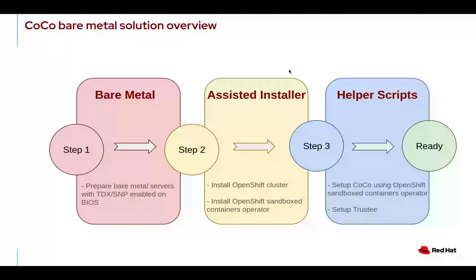This is a solution overview. We mainly have three parts: bare metal, assisted installer, and helper scripts. First, we need to prepare a bare metal server with TDX or SNP enabled. Then we can install the OpenShift cluster with the OpenShift sandboxed containers operator enabled with the assisted installer. Next, we prepare the two helper scripts. One is set up CoCo and the other is set up Trustee. After all these three parts are set up, we will have a basic CoCo bare metal environment.